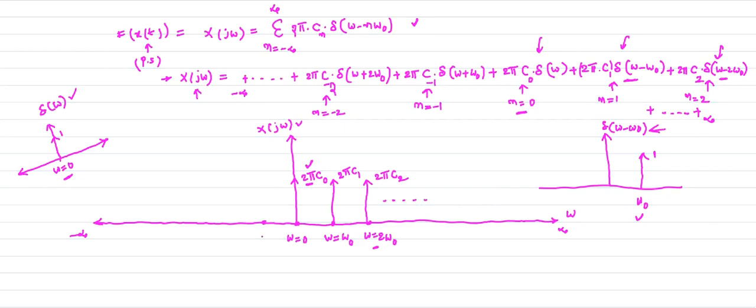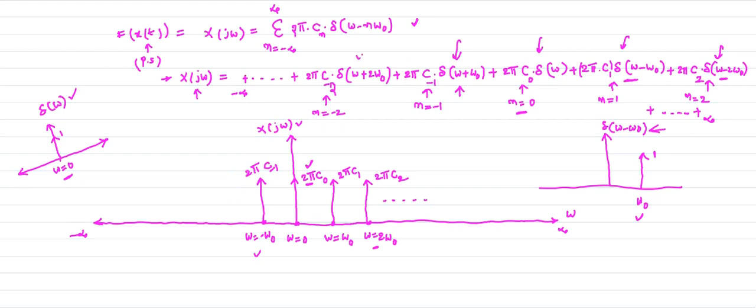Now on the negative side of the real axis, observe here. At omega equal to minus omega naught, we will get the impulse signal, which is associated with the weight of 2 pi into c minus 1, because delta of omega plus omega naught is only defined at omega equal to minus omega naught. What about the other functions? At omega equal to minus omega naught, the other functions become 0.